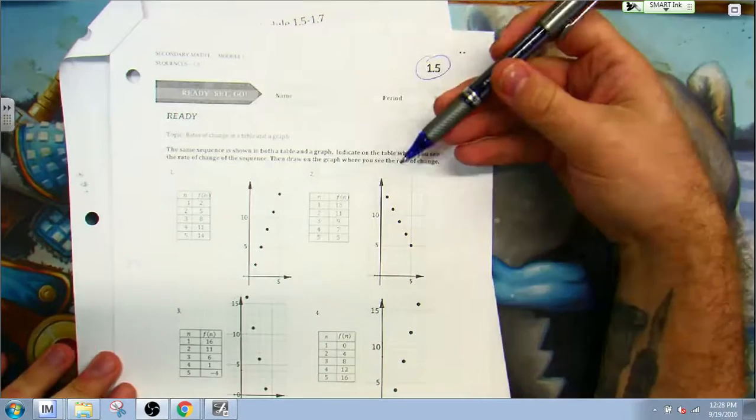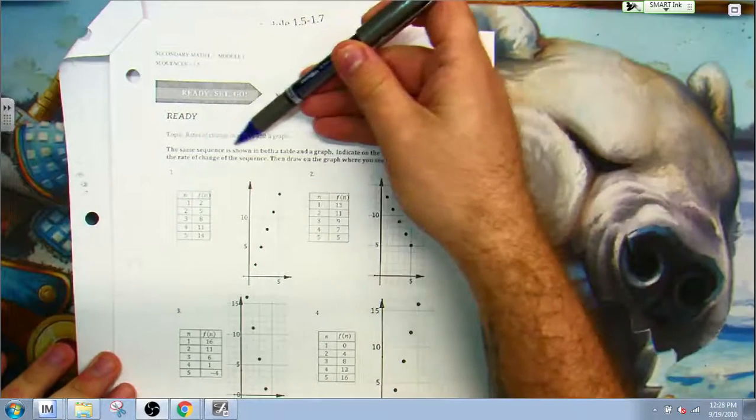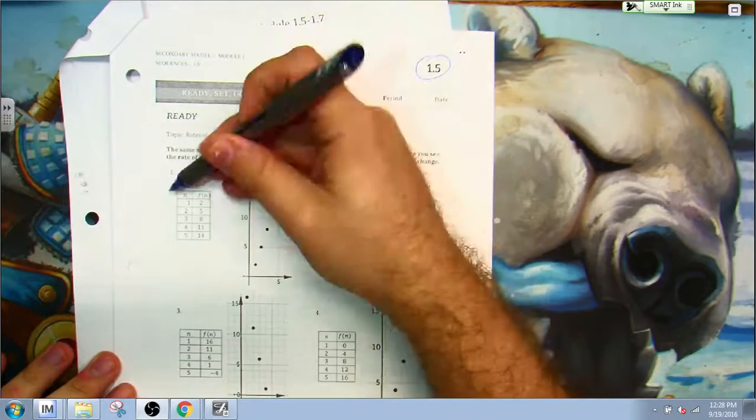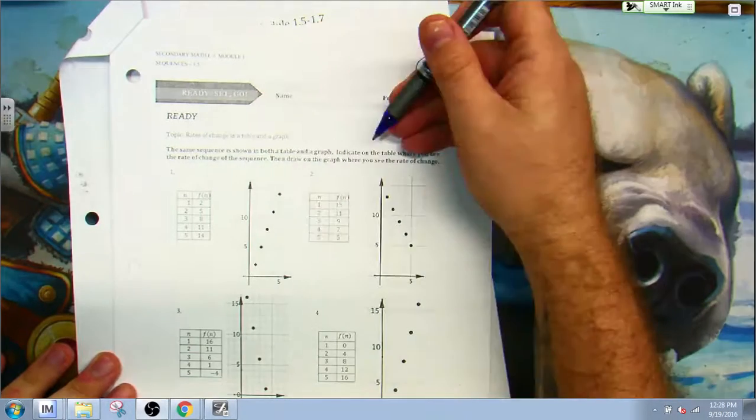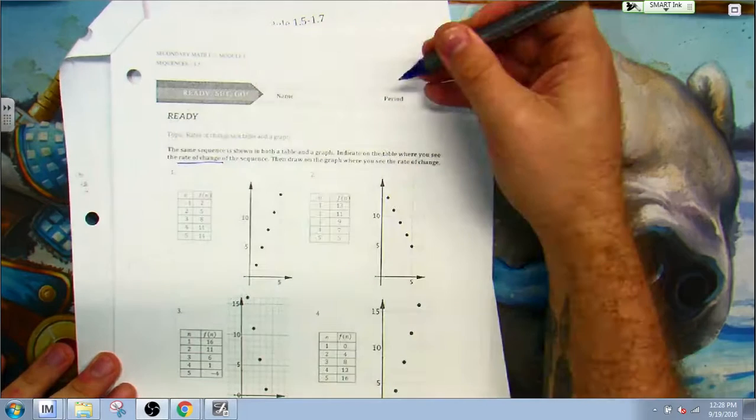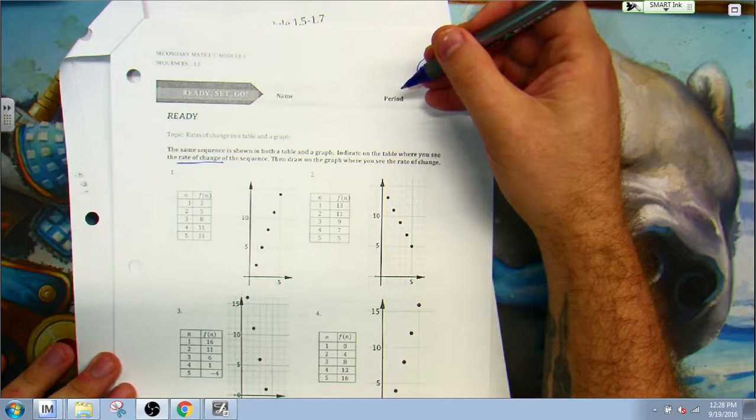So this very first section, it says the same sequence is shown in both table and graph. So this table is the same as this graph. Indicate on the table where you see the rate of change of the sequence. Then draw on the graph where you see the rate of change.